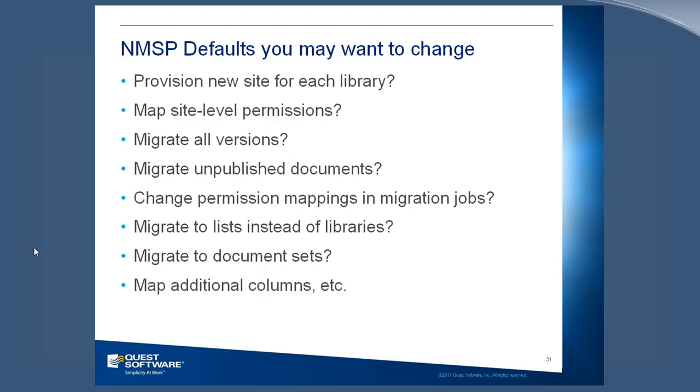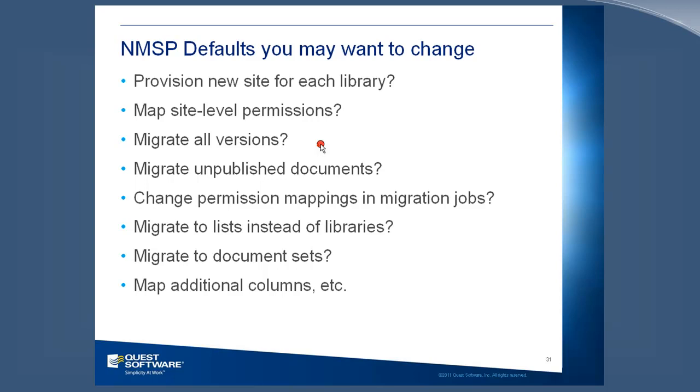Things that you might want to customize for one document library. Do you really want to provision a new site for every library, or do you have some other topology in mind? Do you want to change permission mappings? Do you want to now migrate all versions? I think by default we just migrate the last major version and not the minor versions. But you might want to turn that on and migrate the full version history.